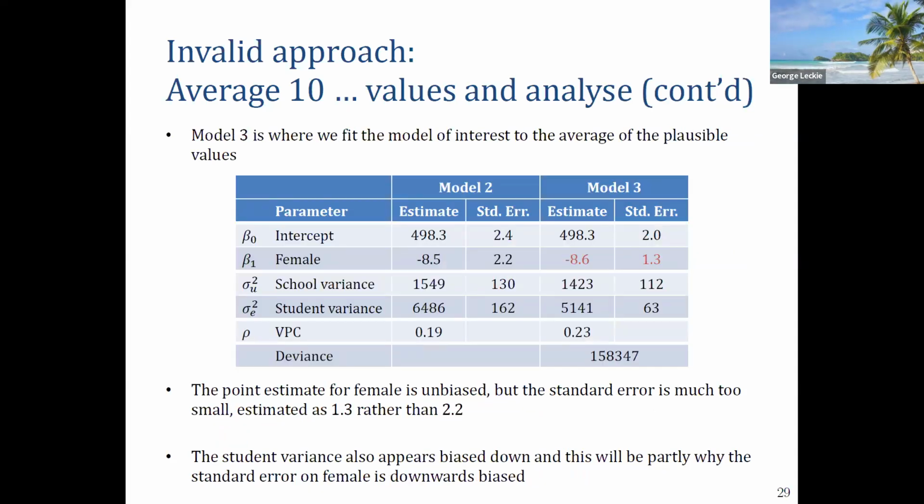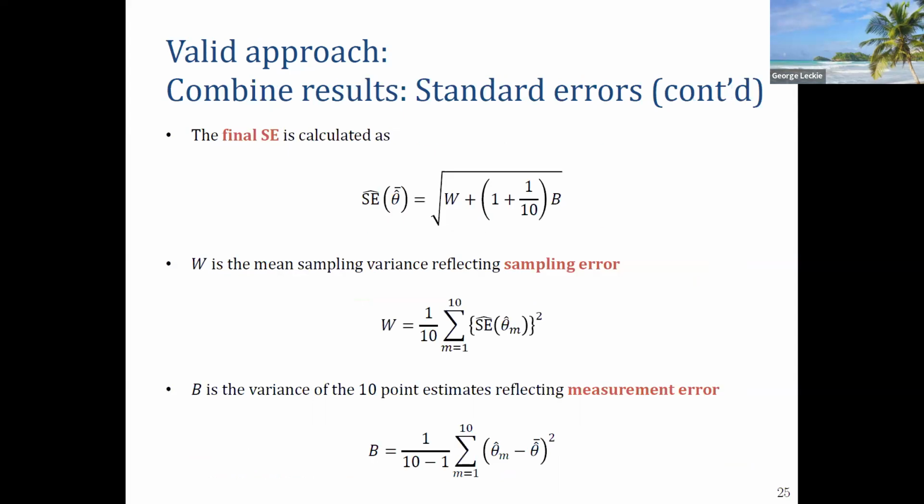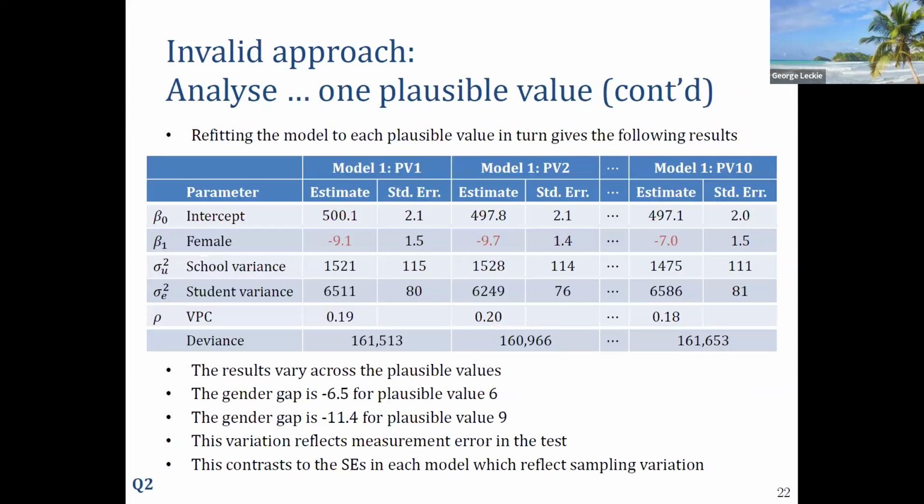So here the standard error. You can see the point estimate's minus 8.6, because in model 3 I've averaged the 10 plausible values to make my dependent variable. So I'm getting a point estimate which is very similar to what I got from Rubin's rules, which also used all the data. That's consistent. But my standard error is much less than for Rubin's rules, because I've averaged away the imputation uncertainty. And actually that 1.3 is smaller than an analysis on any one plausible value, which were 1.5, 1.4.